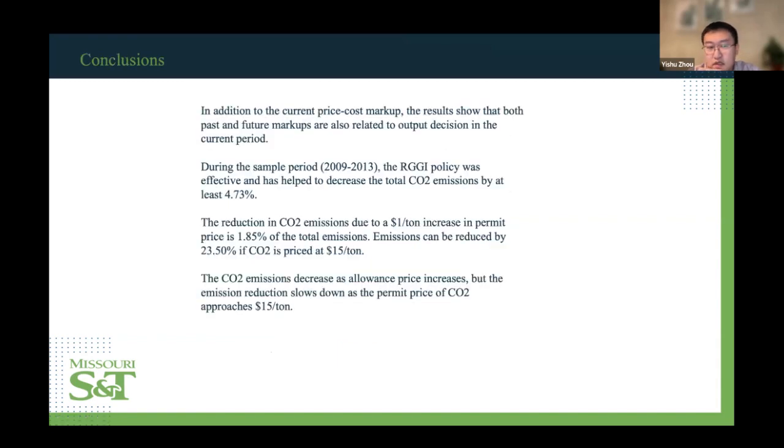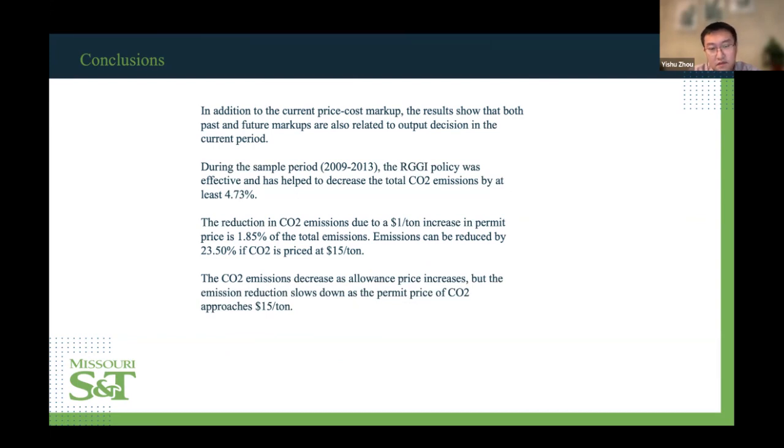So our results and conclusion, in summary, is that not just the current price-cost markup matters. The results show that both the past and future markups are also related to the output decision in the current period. If we apply this intertemporal model to evaluate the effectiveness of the RGGI policy, we found that the RGGI policy was effective and helped reduce CO2 emissions by a bit less than 5%.